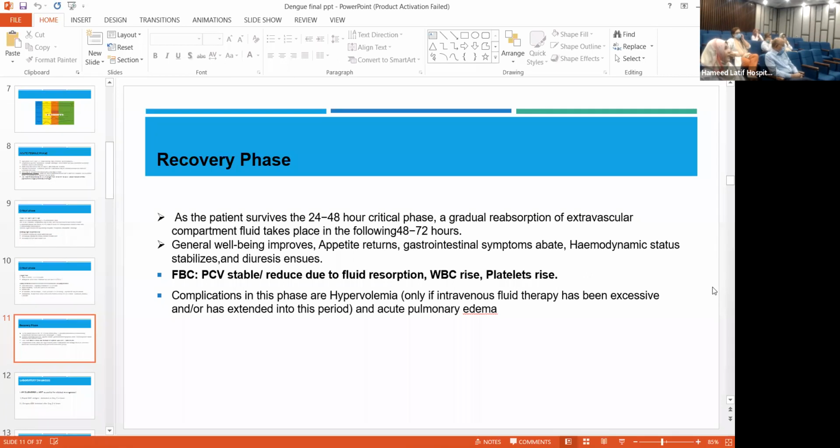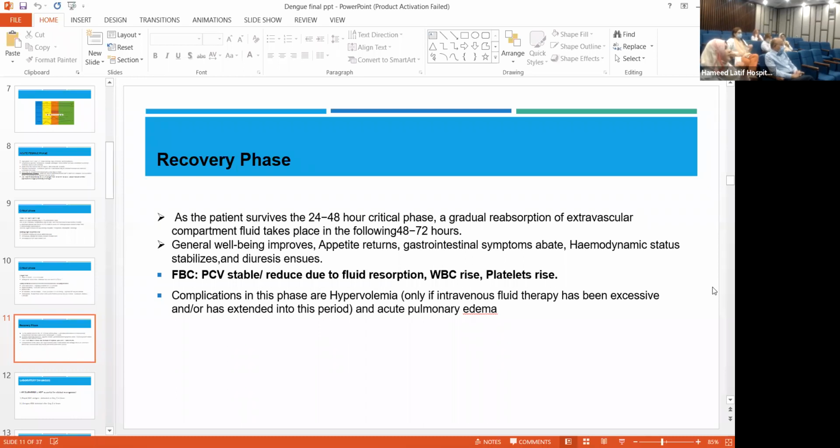Recovery phase: if the patient survives the critical phase for more than 24 to 48 hours, there is a gradual reabsorption of the extravascular compartment into the intravascular compartment, and the patient starts improving. The appetite returns, GI symptoms become normal. The hemodynamic status stabilizes, and the WBC and platelets rise.